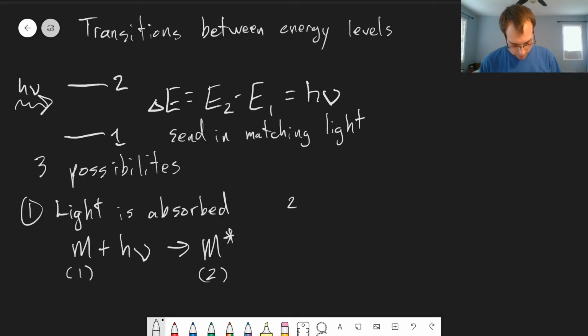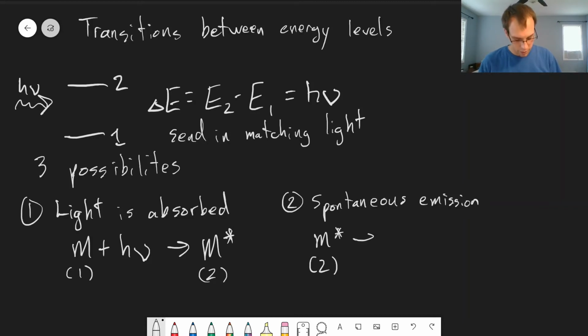Our second possibility is known as spontaneous emission. This one actually doesn't require any light coming in. But if we have a molecule in the excited state, so M star, this is a molecule in state 2, it can spontaneously go down to the ground state, the lower state, state 1, and emit a photon that'll match the same frequency as the difference in energy levels.